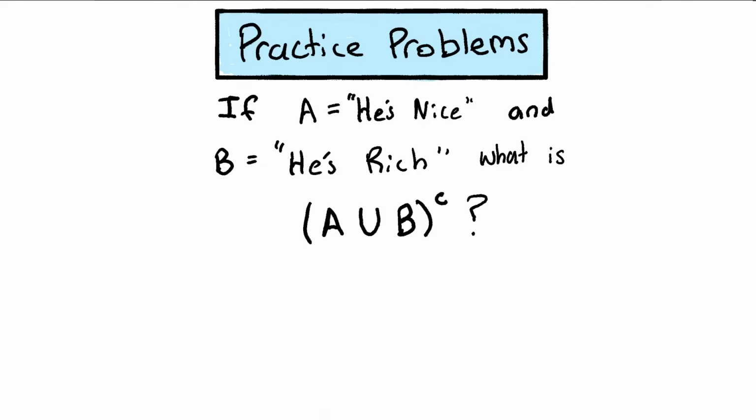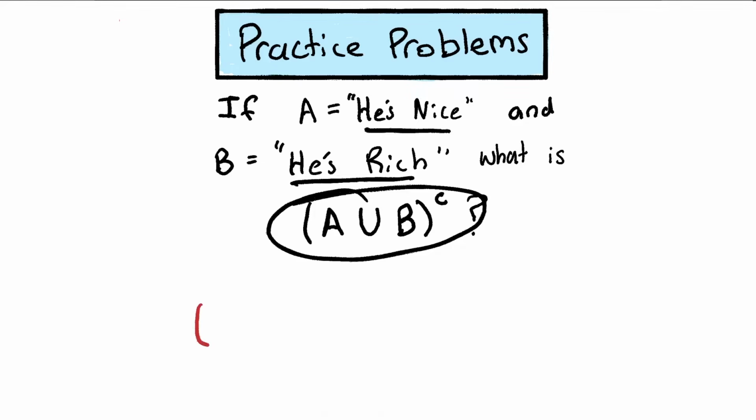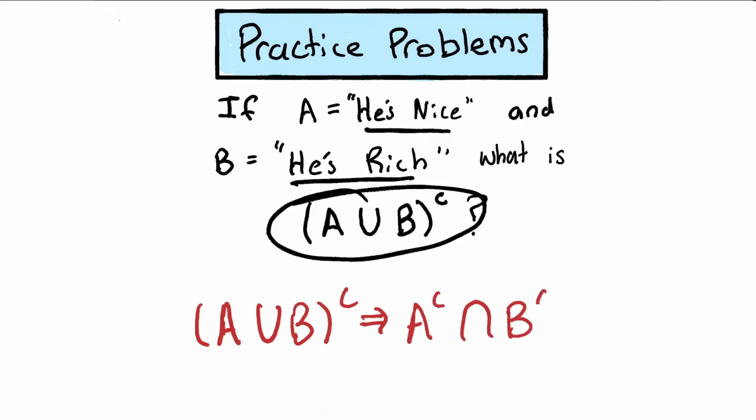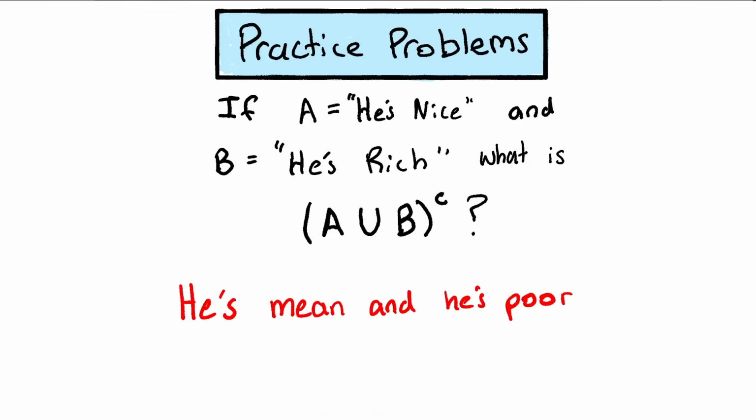So now you try. If A is the event that he's nice and B is the event that he's rich, what is A union B complement? Well, using DeMorgan's law, we realize that A union B complement is the same as A complement intersect B complement. And if we flip he's nice into A complement, that'd be he's not nice. And if we flip B he's rich to B complement, that means he's poor. So our answer to this question is he's mean and he's poor.